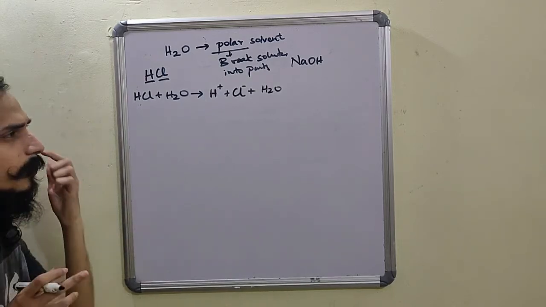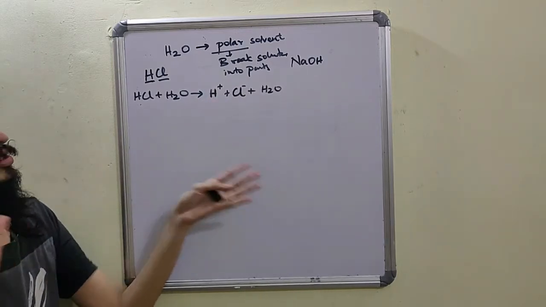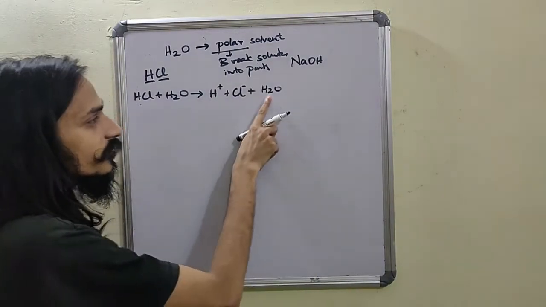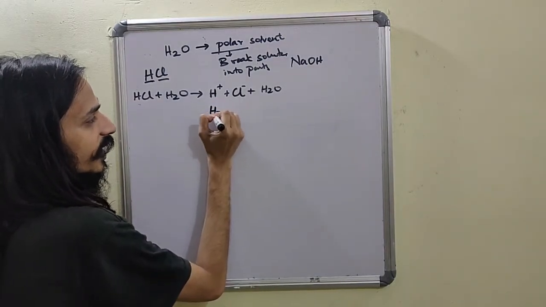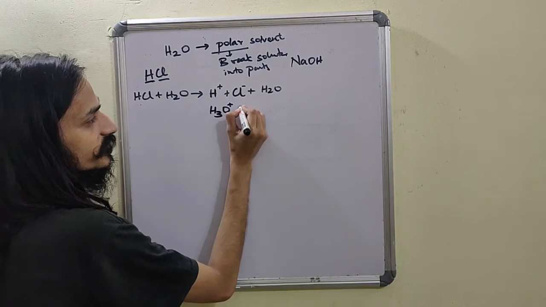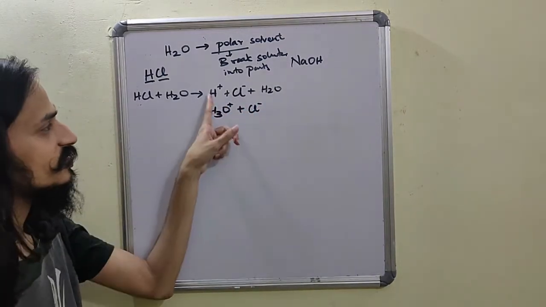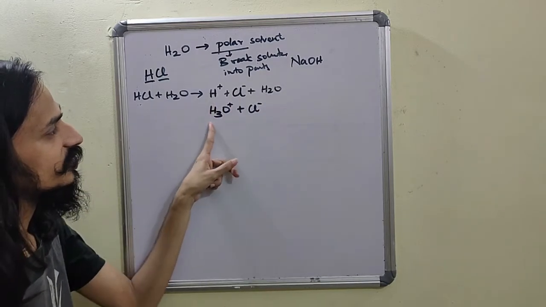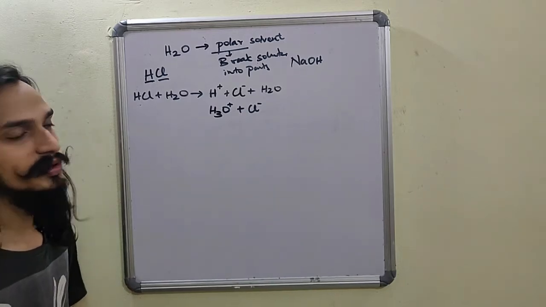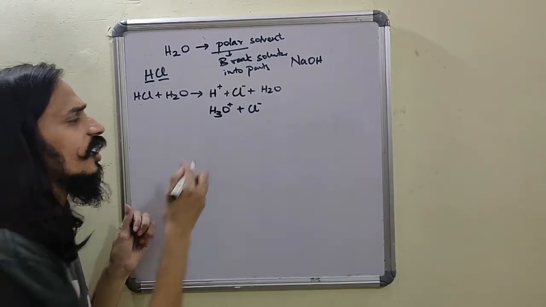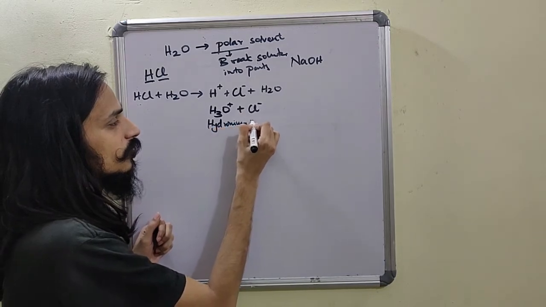Okay. Now generally what happens with this reaction is H plus is usually a little unstable. So it's going to go and combine with this water and it creates something called H3O plus, and the chlorine stays as chlorine. So H2O becomes H3O and the plus charge gets added on top, H3O plus. Now this is called hydronium ion. Okay.